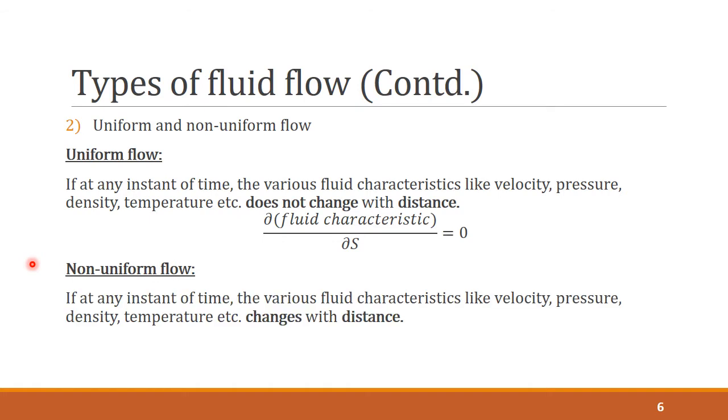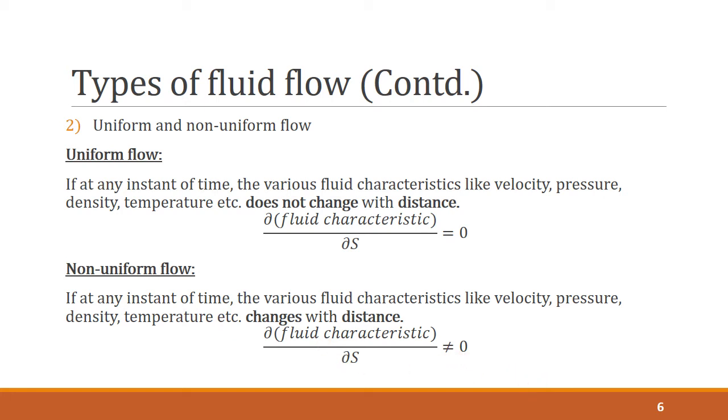Non-uniform flow would be if at any instant of time the various fluid characteristics change with distance. That is, they depend on the distance. As you move forward, the properties seem to change. So that is known as non-uniform flow and can be mathematically represented as dou of the fluid characteristic with respect to dou S is not equal to 0.